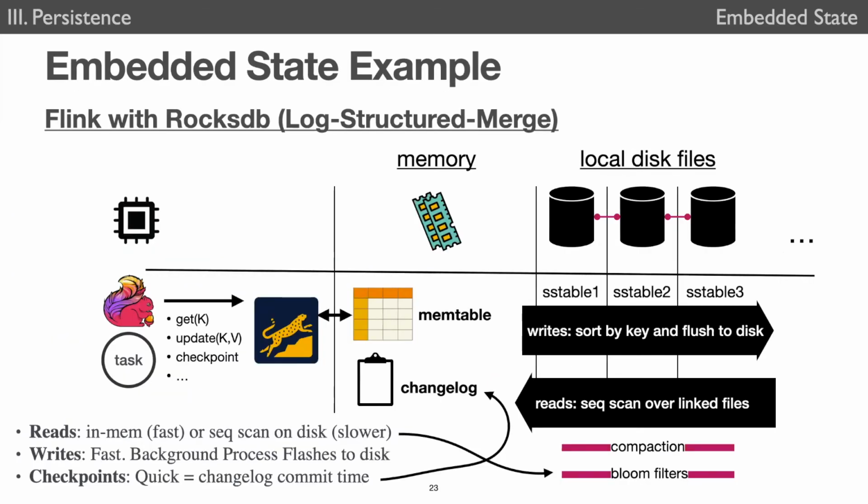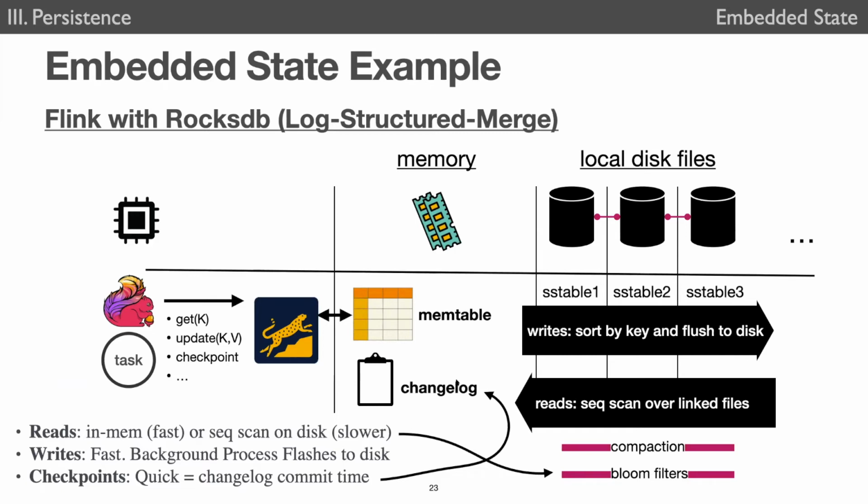To give you a flavor of a real embedded state example, here we have Flink and RocksDB as a backend. Flink is managing compute tasks and effectively forwarding every read, write, or local checkpoint operation to a local RocksDB instance. RocksDB maintains an in-memory table with recent changes in state, so when a write or read arrives, it is applied there first. Mem tables in RocksDB are periodically flushed to disk in order of keys.